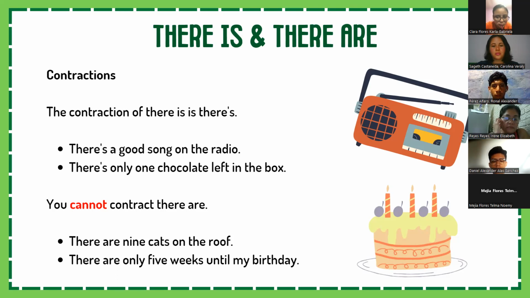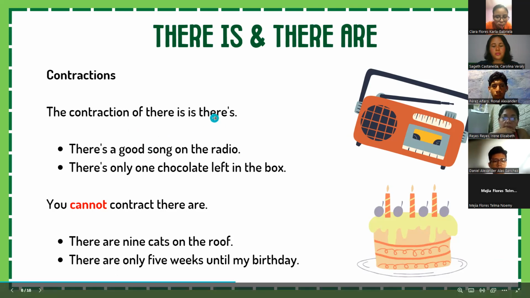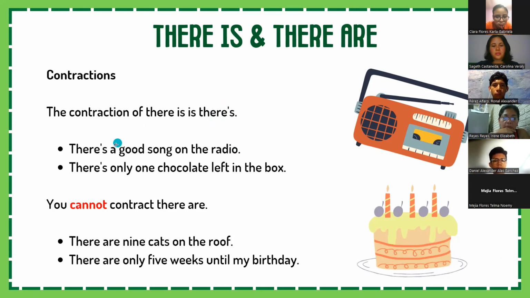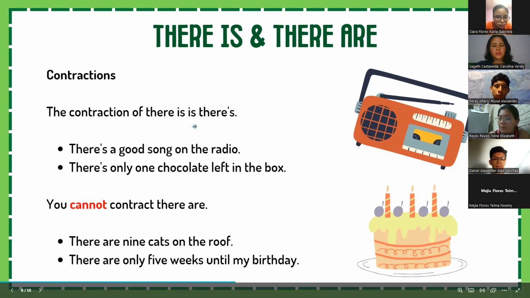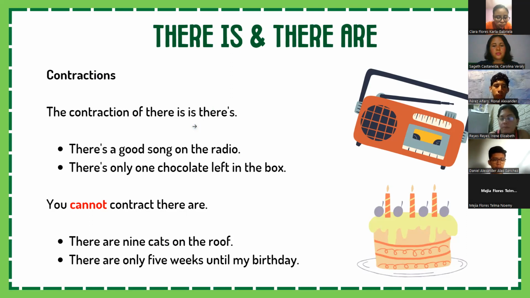So, ¿qué se puede contraer? There is, se puede contraer así, there's, apostrophe S. There is a good song on the radio. There is only 1 chocolate left in the box. O sea, solo queda un chocolate. And then we have, you cannot contract there are. El there are no se puede contraer en positive, okay? En negative sí se puede hacer una contraction, pero en positive tiene que ser así. We cannot make a contraction for that. There are 9 cats on the roof. There are only 5 weeks until my birthday. Any questions about this? No, teacher. We're good. Okay, let's continue, guys.